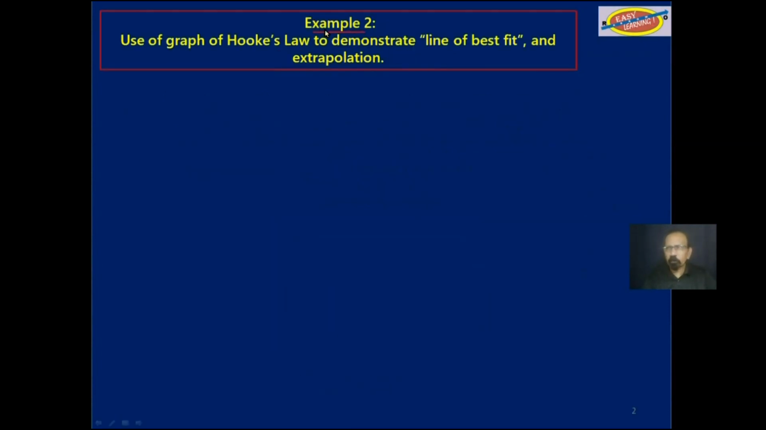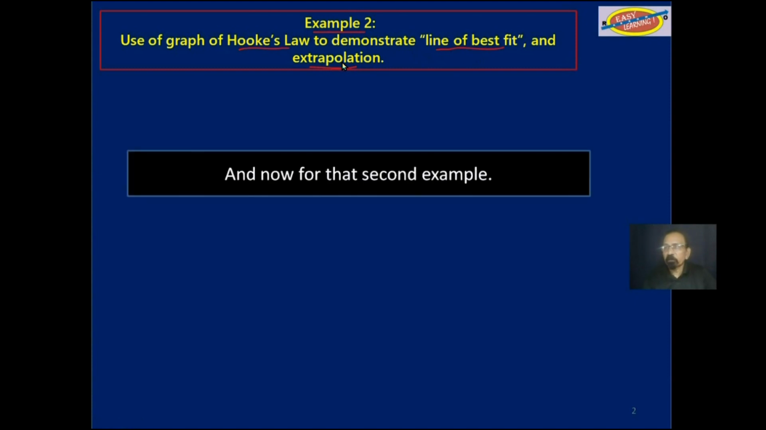Example 2. We continue with use of graphs as demonstrated by Hooke's law to show line of best fit and extrapolation. So this is the second example.